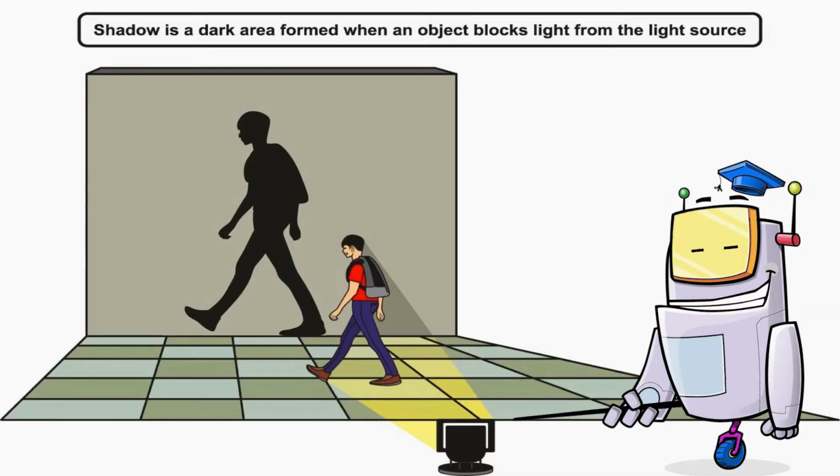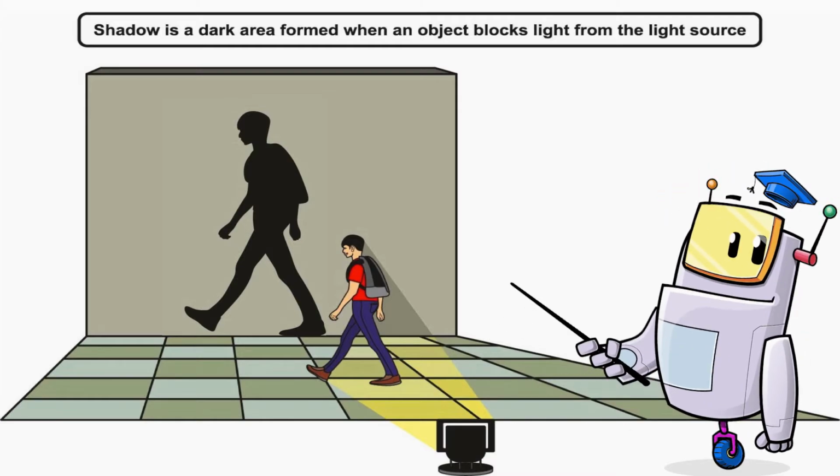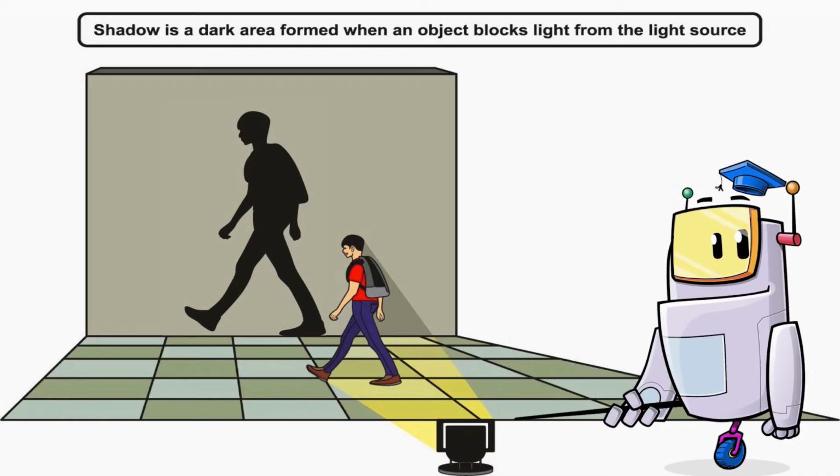Now, let's think about shadows. What is a shadow? A shadow, simply put, is an absence of light, a dark patch created by a solid object stopping light passing through it, so creating a dark shape.